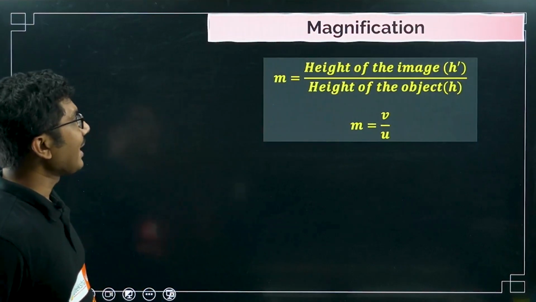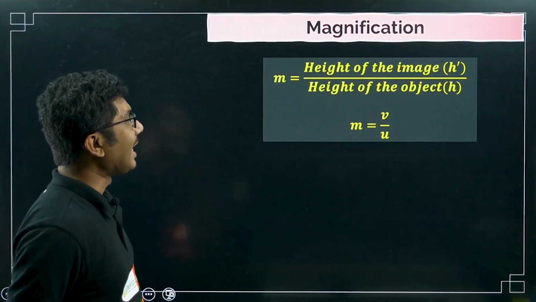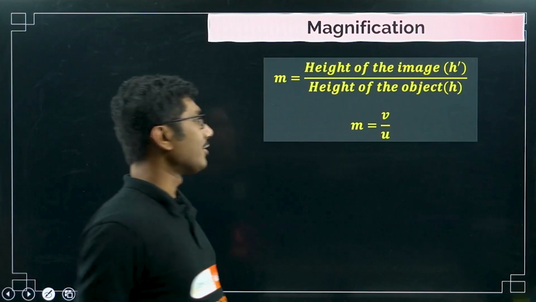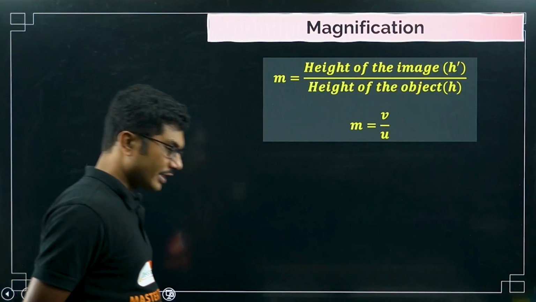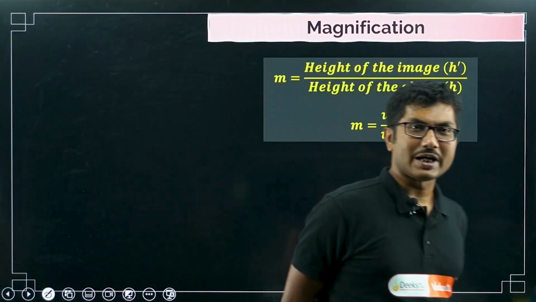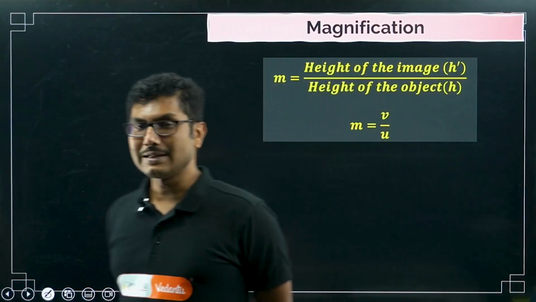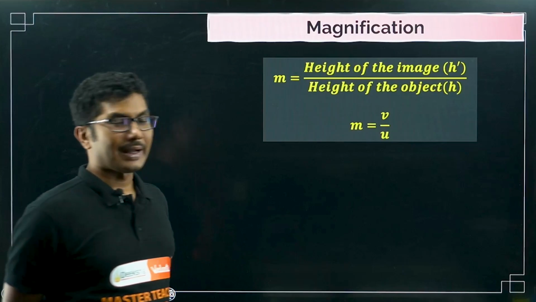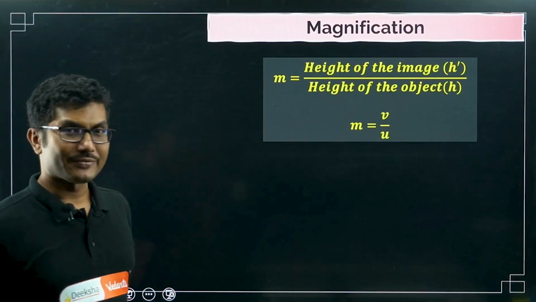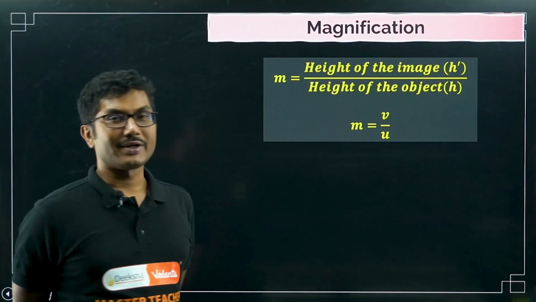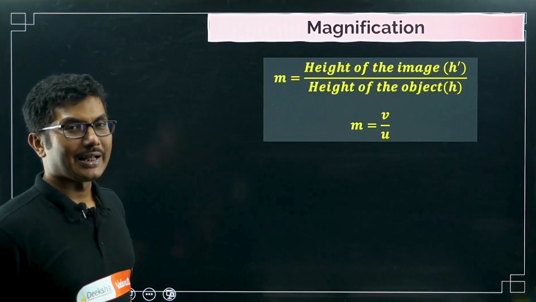Now what is the magnification? Magnification is height of the image by height of the object, v by u. So in case of mirrors, there was a negative sign. In case of lens, there is no negative sign. That is the basic difference. In case of mirror, magnification is denoted with a negative sign. In case of lenses, magnification is not represented with a negative sign.